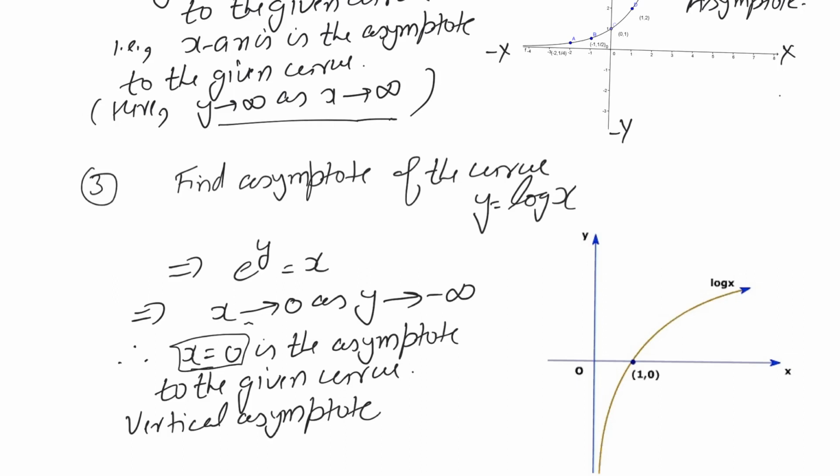Here we see as y is approaching minus infinity, x of the curve is becoming 0. So therefore this line, which is the y-axis, is the asymptote to the curve y is equal to log x, and this asymptote is the vertical asymptote.